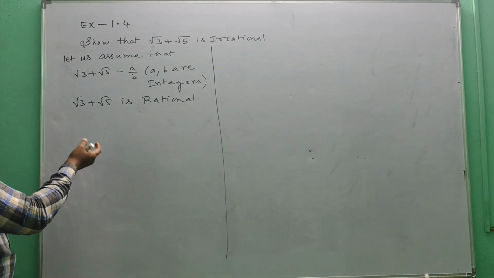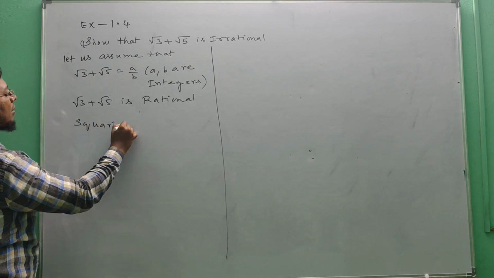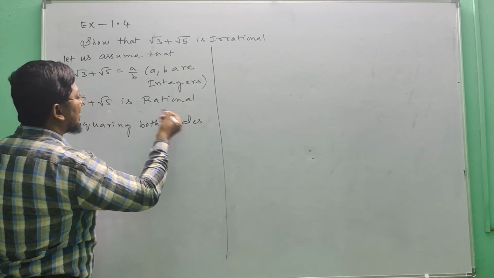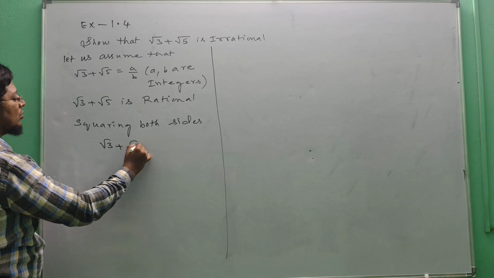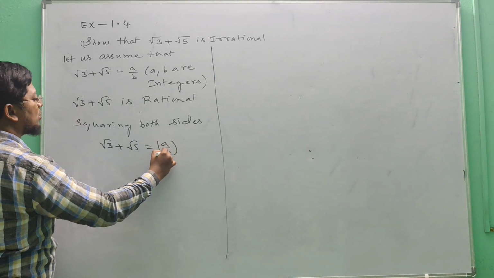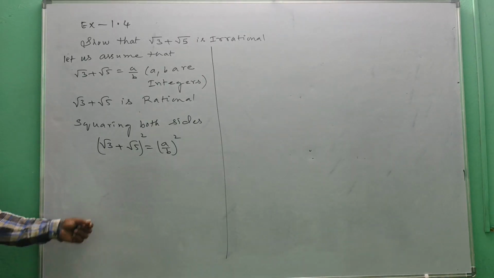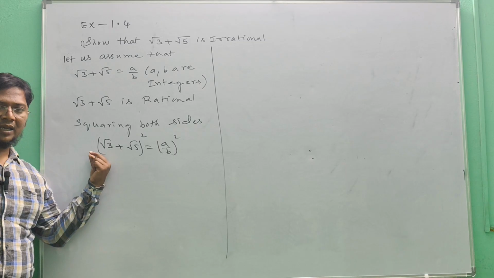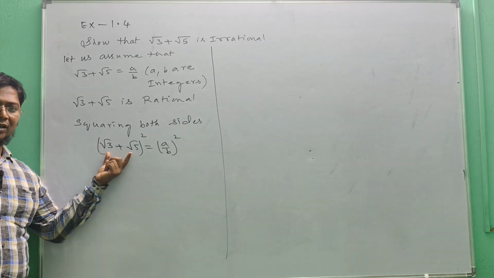After that, we have to take squaring both sides. Squaring both sides. From here, we have root 3 plus root 5 whole square is equal to a upon b whole square. Here also we have to take square. So root 3 and root 5 both are what? Root 3 and root 5, unlike terms, we cannot add directly.